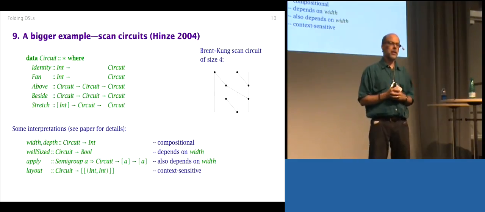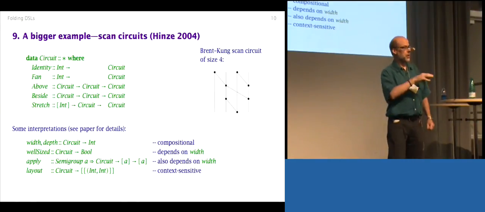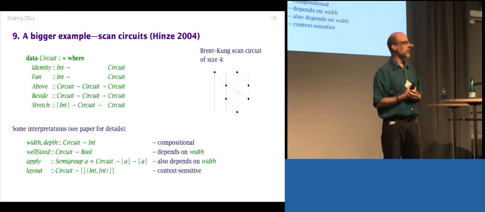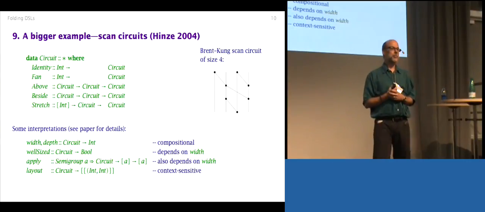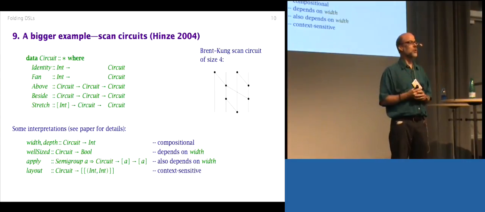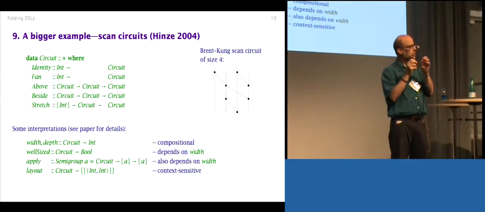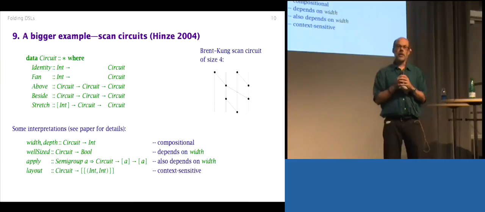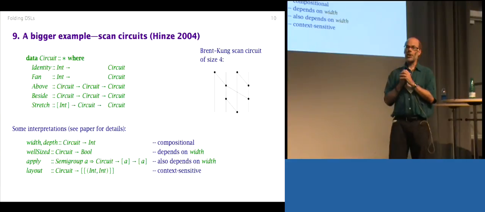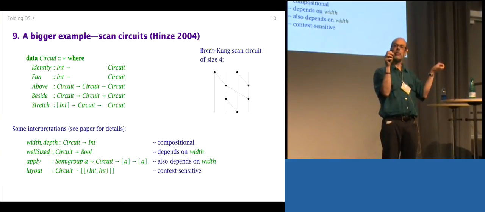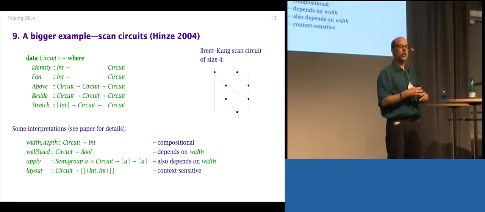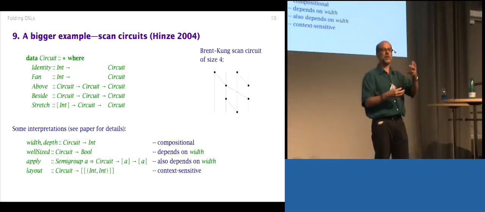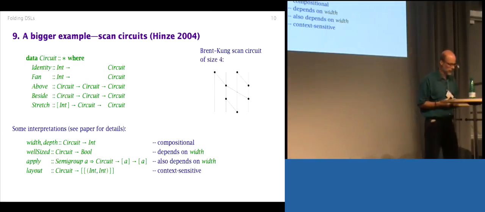So Ralf's paper talks about, he doesn't call it this, but an algebra of scans. It's an embedded DSL of scans, built up in terms of five constructors: identity, which is just parallel wires; fans, which copy a value across a bunch of wires; one circuit above another circuit; one circuit beside another circuit; and then a stretching thing which allows the connections to hop over intermediate wires. Those are all you need to build all sorts of scan circuits. And there's a nice algebra of them. They have various algebraic properties about associativity and abiding and so on.